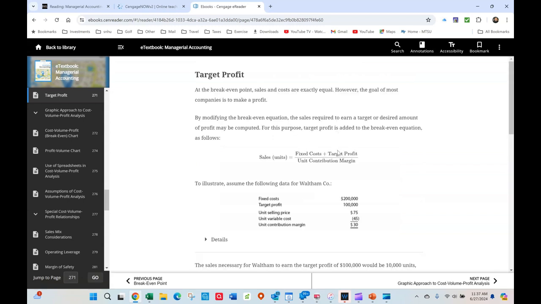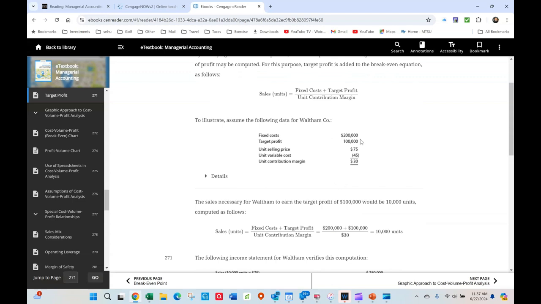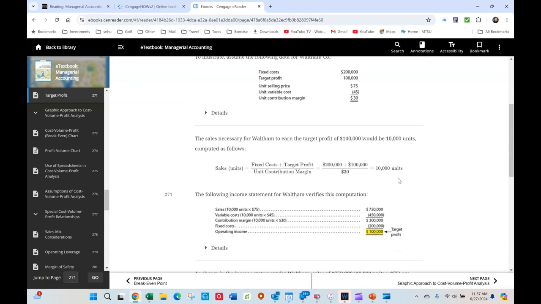So target profit, like I said, when we were computing break-even, this target profit is zero. So it's fixed cost plus zero divided by unit contribution margin will give us the number of units for break-even. But now we want to make a profit of 100,000. So we've got to cover 300,000. So we've increased the size of our jar because we're no longer interested in break-even. We're interested in making some money. And so we need to cover 300,000. Our contribution margin is 30. So 300,000 divided by 30 is going to be 10,000 units.